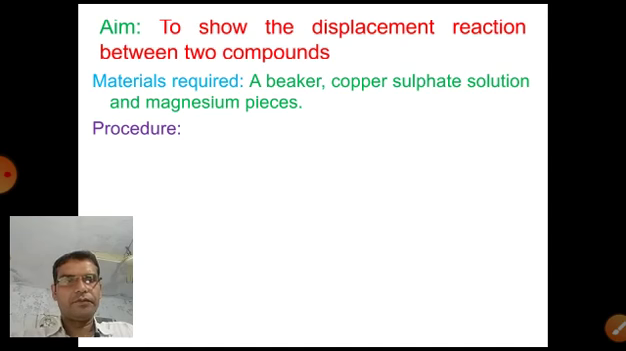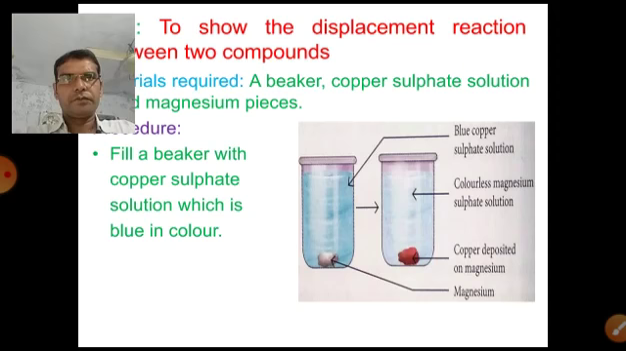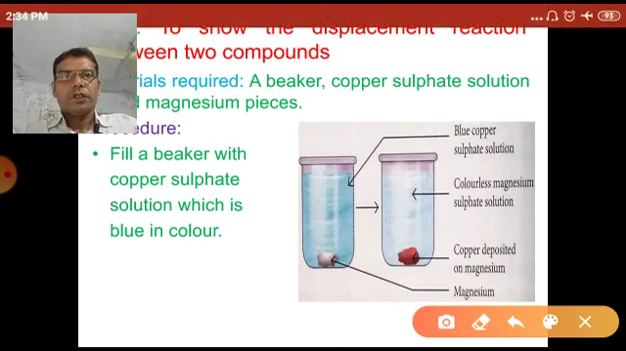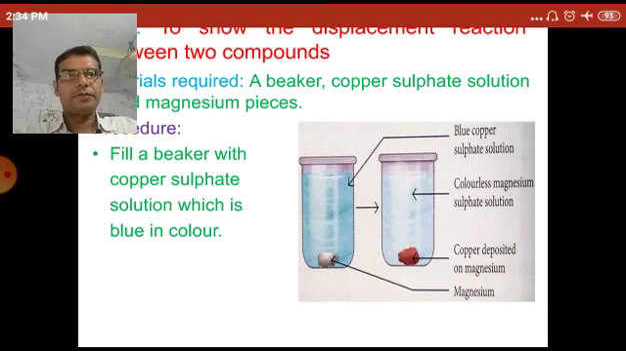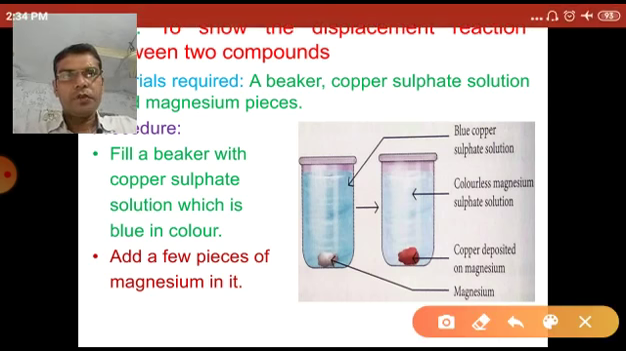Now the procedure. First, take a beaker and fill it with copper sulfate solution. As you know, copper sulfate solution has a blue color, so the blue color appears in this beaker due to the copper sulfate solution. Then add a few pieces of magnesium in it.